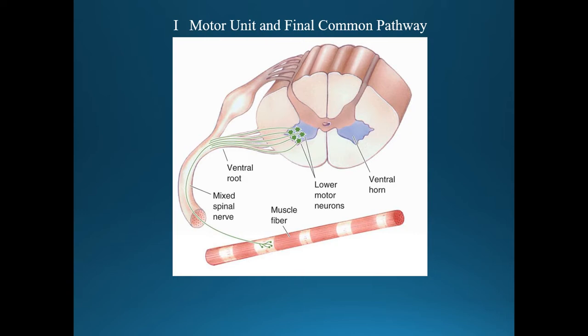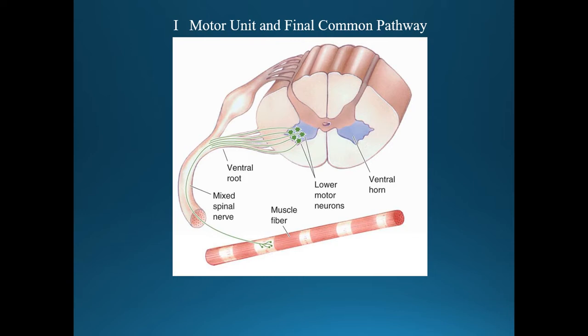The motor unit is shown in this figure, the section of the motor unit. The motor unit has lower motor neurons, ventral horn, ventral root, mixed spinal nerve. This figure shows the cross section of the spinal cord.